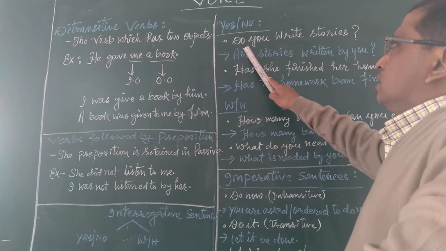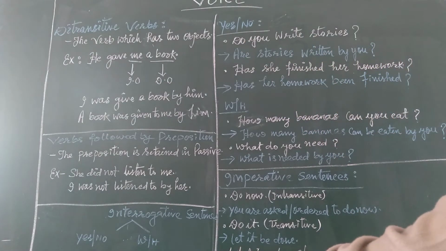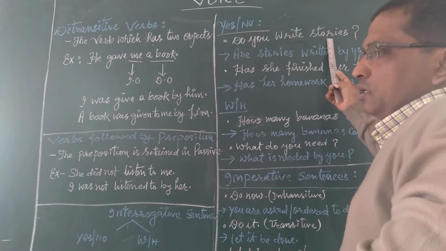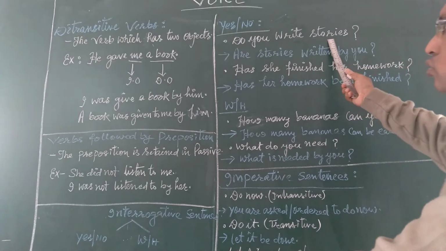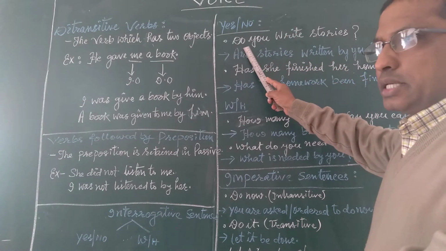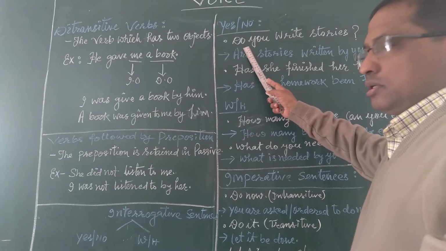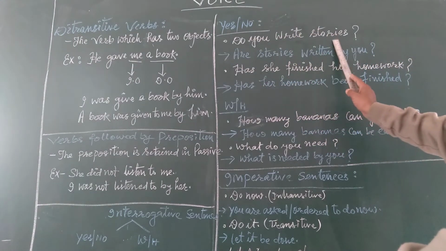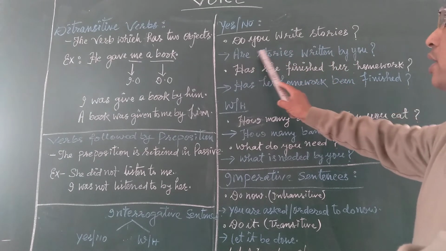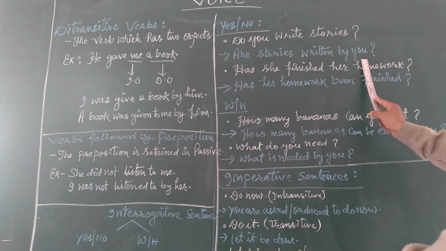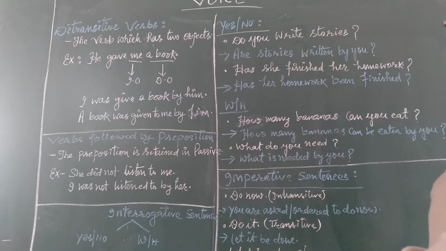Now see how we make a yes/no question passive. See the first example: Do you write stories? So you is the subject, stories is the object. Now see how it has been changed. Do is changed into are, that is, the to be form. Here the stories are plural, so: Are stories written by you? Stories are written by you is the passive form.